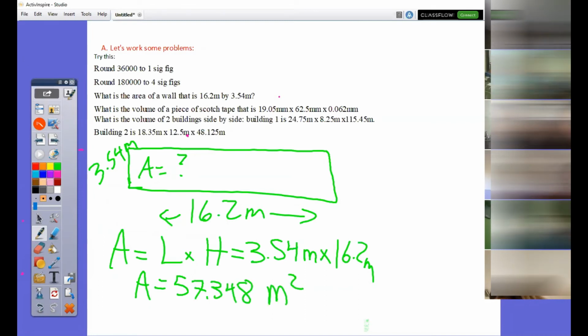3.54 times 16.2 is 57.348. Meter times meter is meters squared. This is the wrong answer. It would be correct in math class, but this is not math class. This is chemistry, and we're learning how to keep track of exactness through calculations.